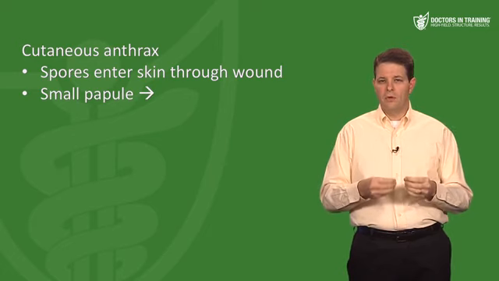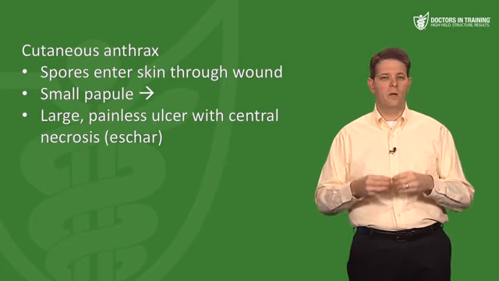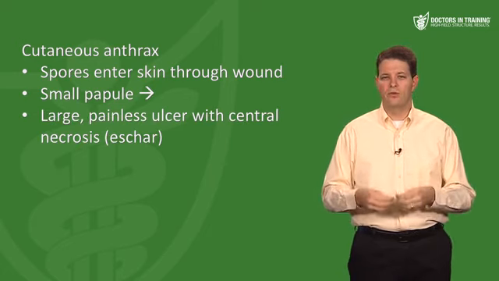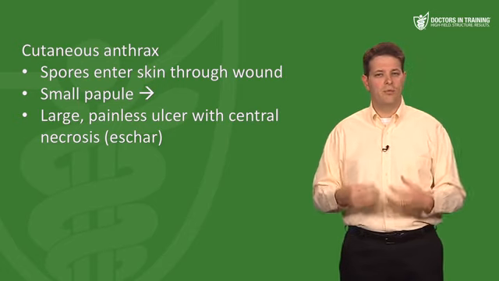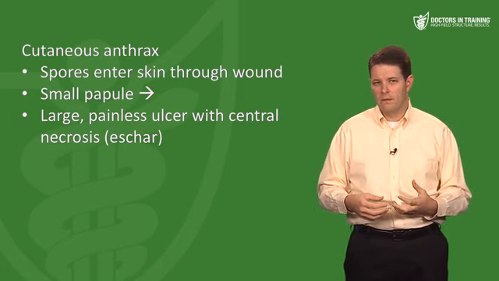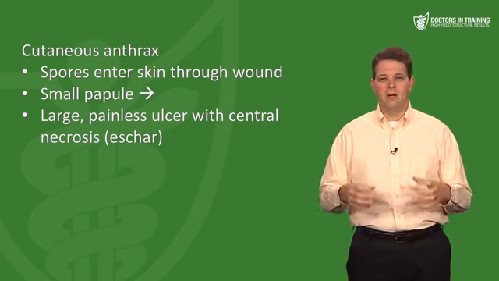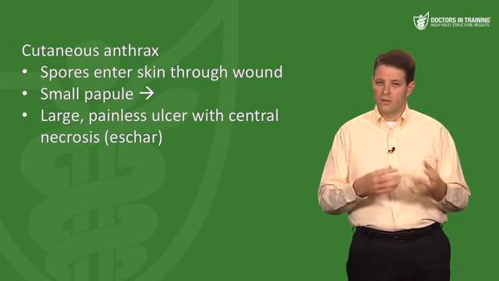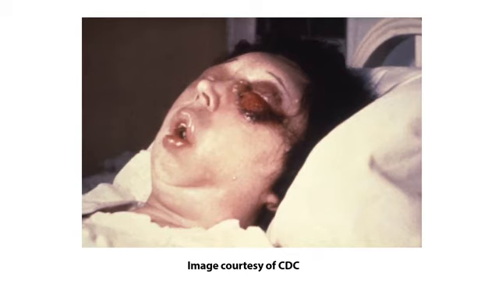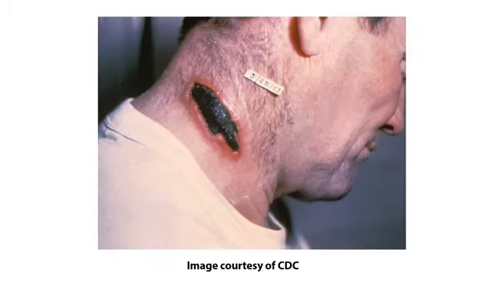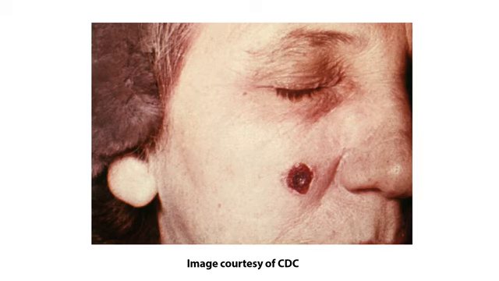So a small papule appears first, and then that transforms into a large, painless ulcer with central necrosis, seen as a large, depressed, black eschar. There's often a significant area of edema and erythema surrounding this ulcer due to toxin production. So this is a woman with Bacillus anthracis infection of the soft tissue around the eye, showing all that soft tissue edema that occurs with this disease. And this is an example of that large necrotic ulcer with a black eschar. And this is a lady who worked in a goat hair processing mill, which I didn't really know was a thing.